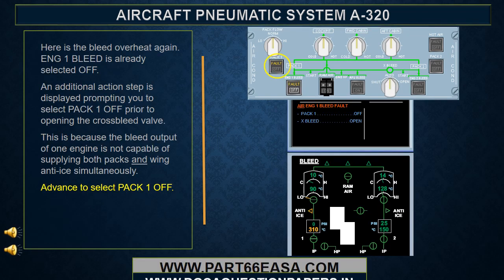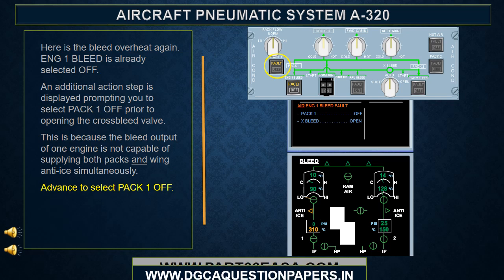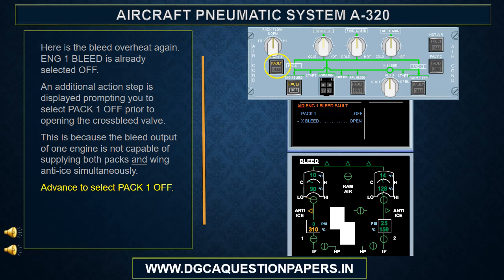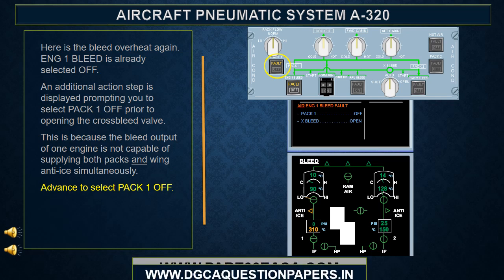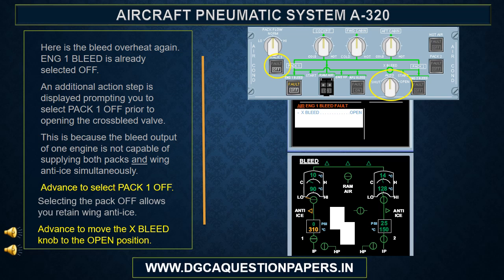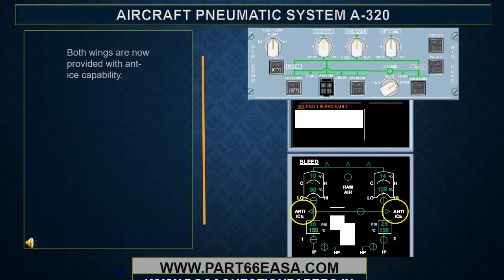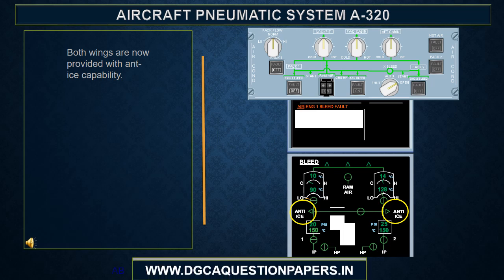Engine 1 bleed is already selected off. An additional action step is displayed prompting you to select pack 1 off prior to opening the cross bleed valve. This is because the bleed output of one engine is not capable of supplying both packs and wing anti-ice simultaneously. Advance to select pack 1 off. Selecting the pack off allows you to retain wing anti-ice. Advance to move the cross bleed knob to the open position. Both wings are now provided with anti-ice capability.